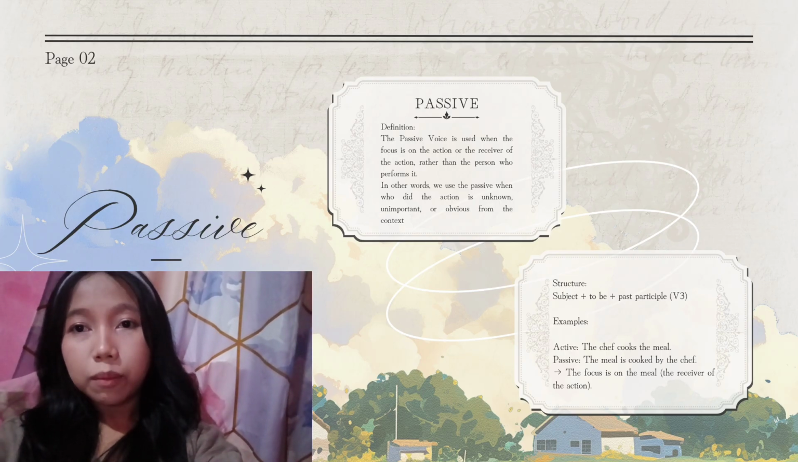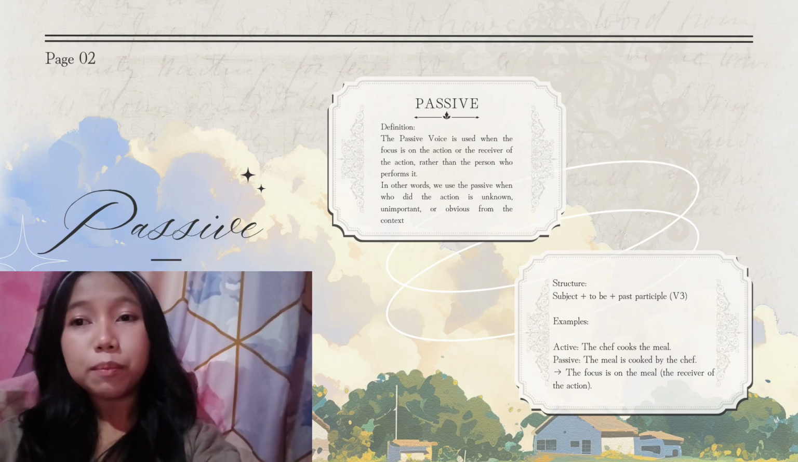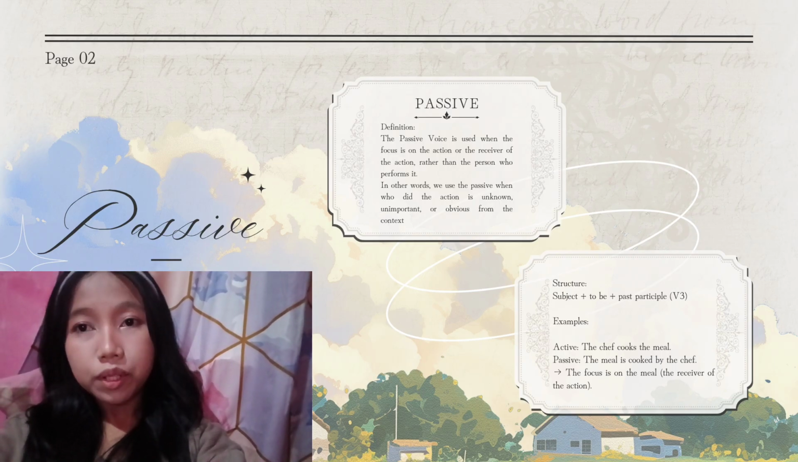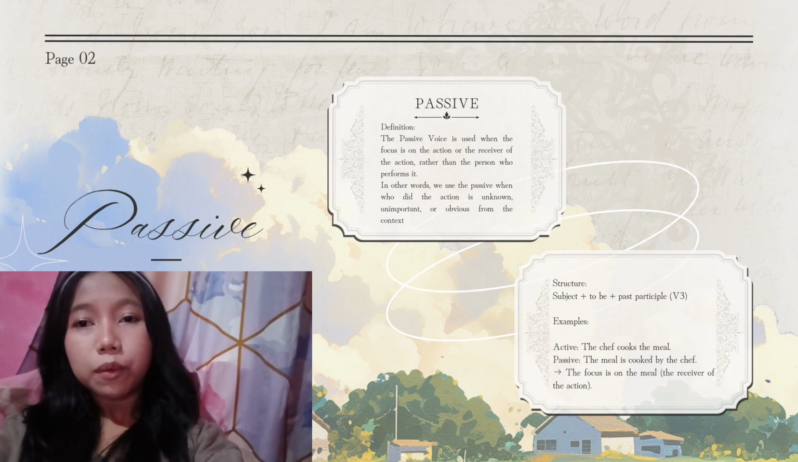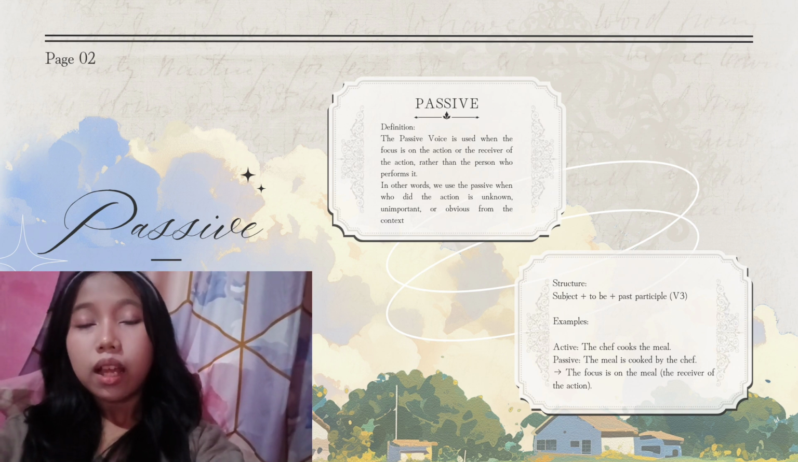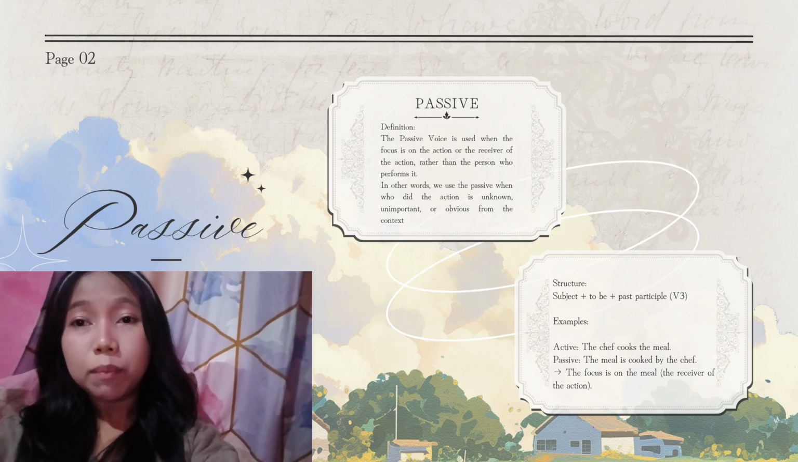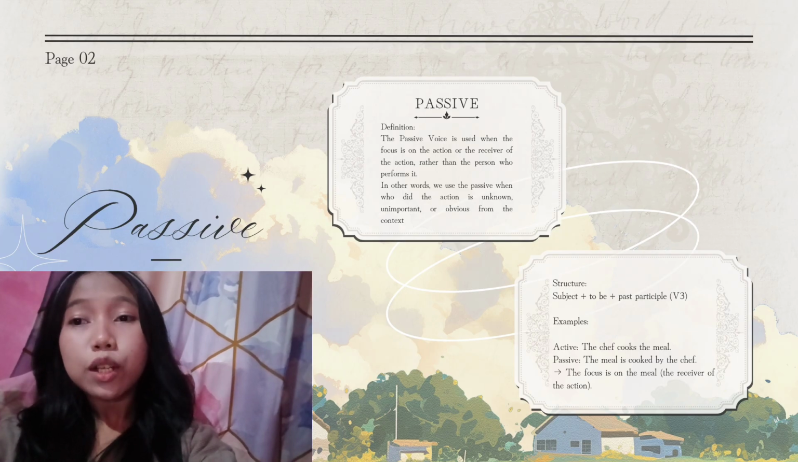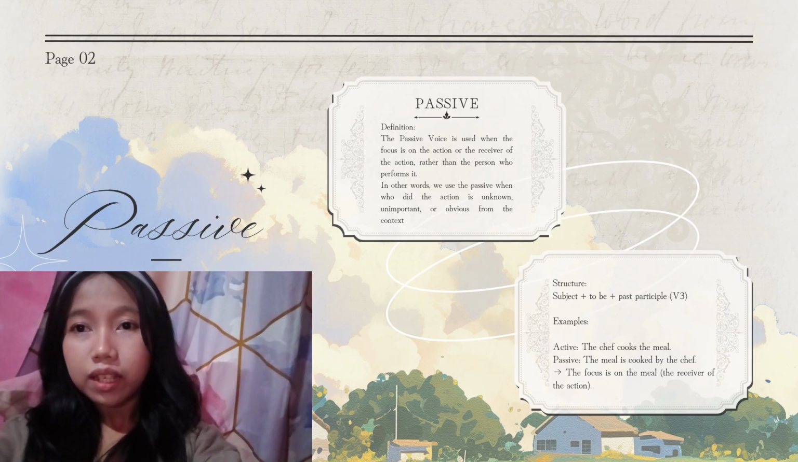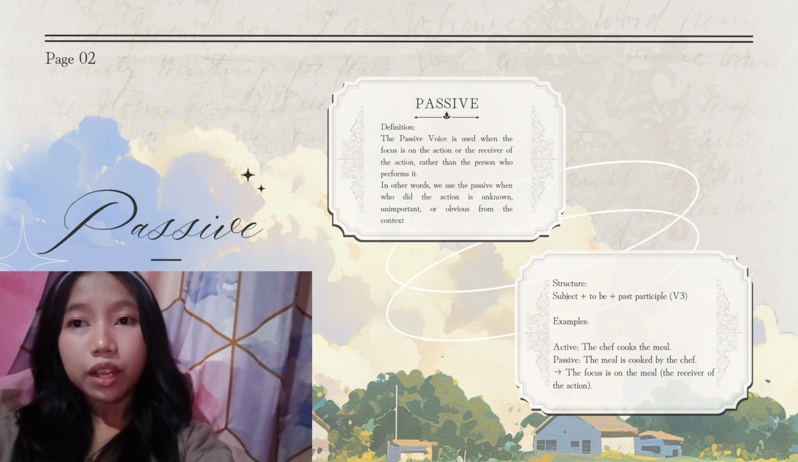The structure of the passive voice is subject plus to be plus past participle, or verb 3. For example, in an active sentence, the chef cooks the meal, and when the sentence becomes a passive sentence, it will be the meal is cooked by the chef. The focus is on the meal, the receiver of the action.